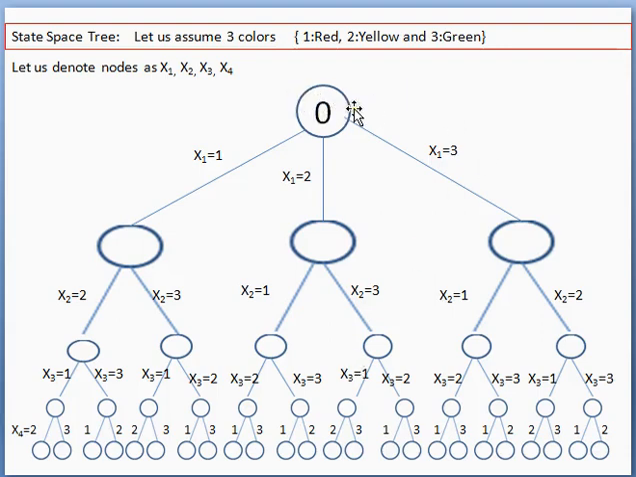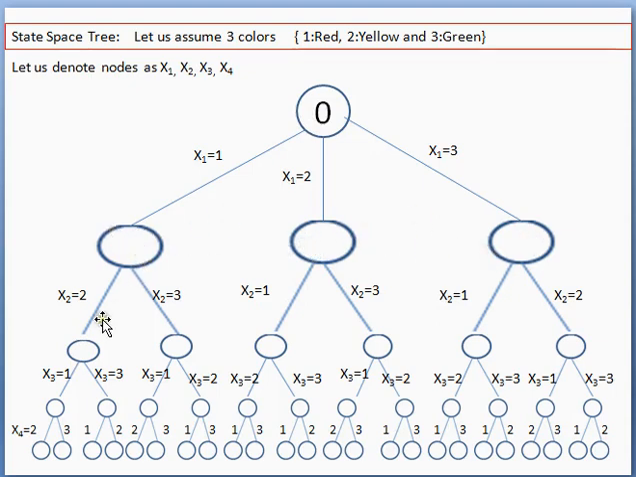So if I see this graph's state space tree, as we know, the root should be the starting point. Then there are four nodes or vertices in the graph, so I have to write four levels here. This is for node 1, node 2, node 3 and node 4. Then for the first node there are three possibilities: either I can use the first color, red, the second color or the third color.